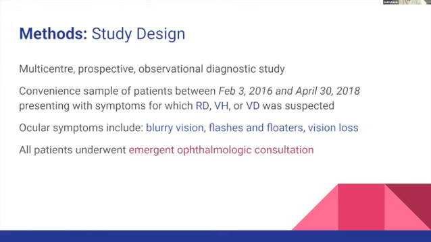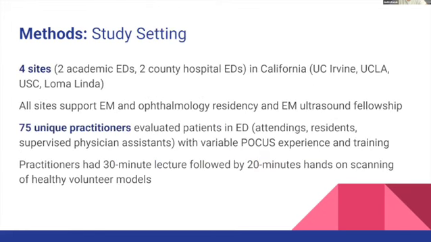so that they could reference the POCUS results against their diagnosis. So there's 4 sites, 2 academic sites. All of these are in California. The sites were UC Irvine and USC, UCLA, and Loma Linda. All of these sites had emergency medicine and ophthalmology residencies, as well as EM ultrasound fellowships.